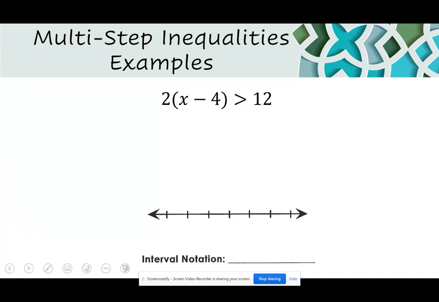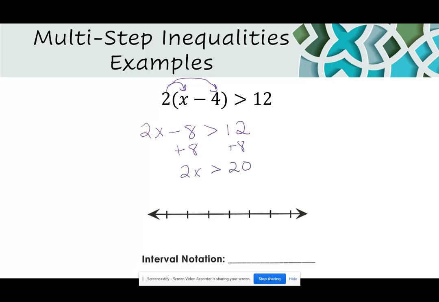So we're going to look at some examples. We have 2 times x minus 4 is greater than 12. So we're going to distribute this 2 in. So we do 2 times x, 2x, and distribute it to the 4. So 2 times negative 4 is negative 8 is greater than 12. Now it looks like our two-step inequalities that we knew how to graph. So we're going to add 8 to both sides. We get 2x is greater than 20, and we're going to divide by 2. We get x is greater than 10.